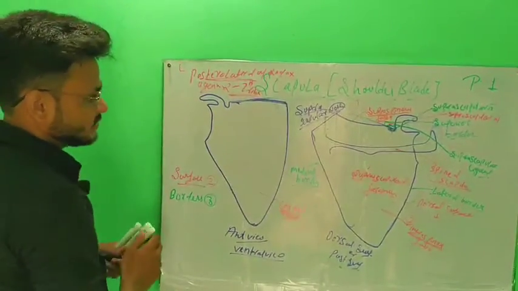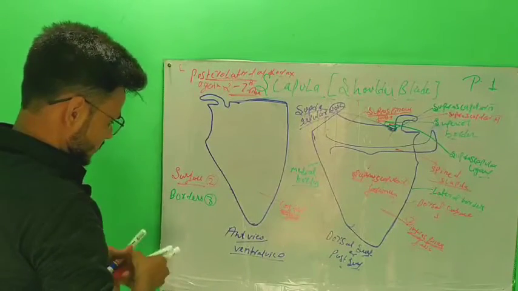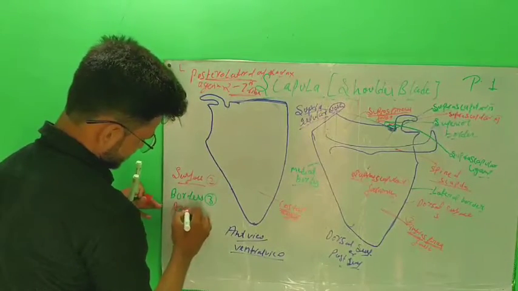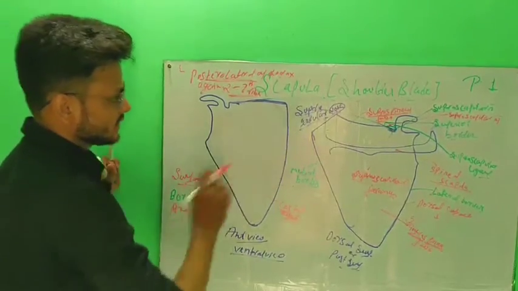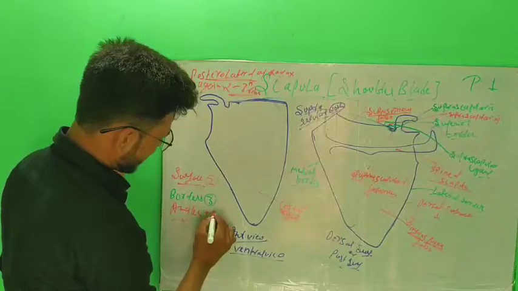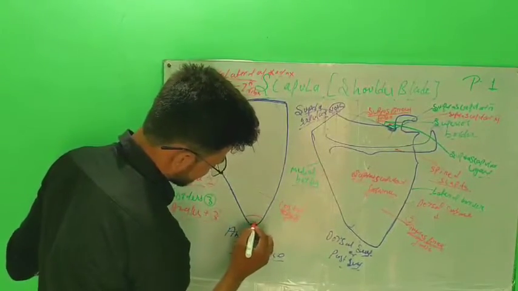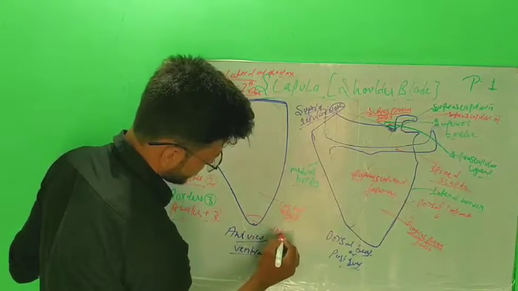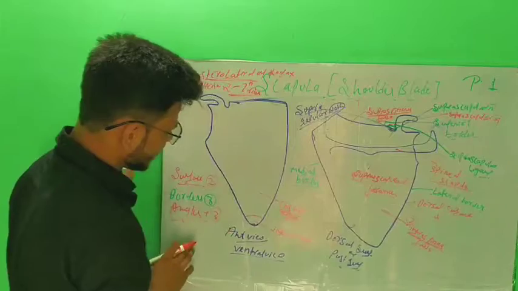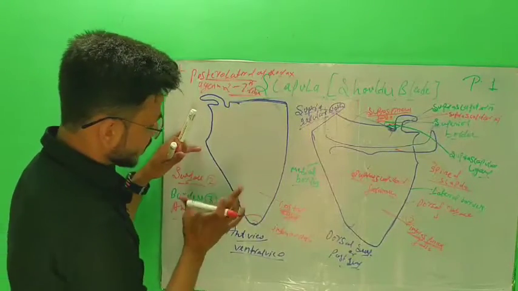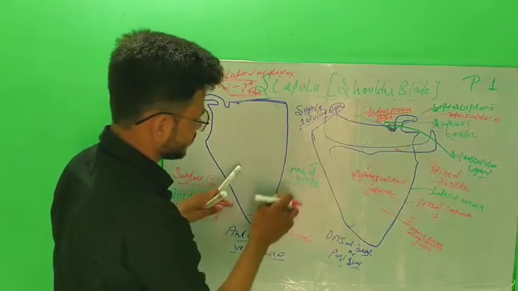Now we come to the angles. Our scapula has three angles. The first is the inferior angle. Inferior angle is formed by the communicating of the lateral border and the medial border.